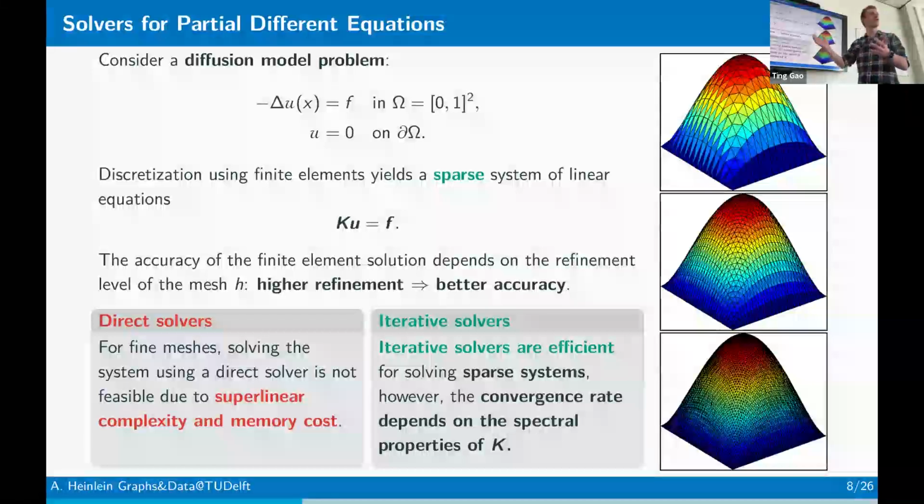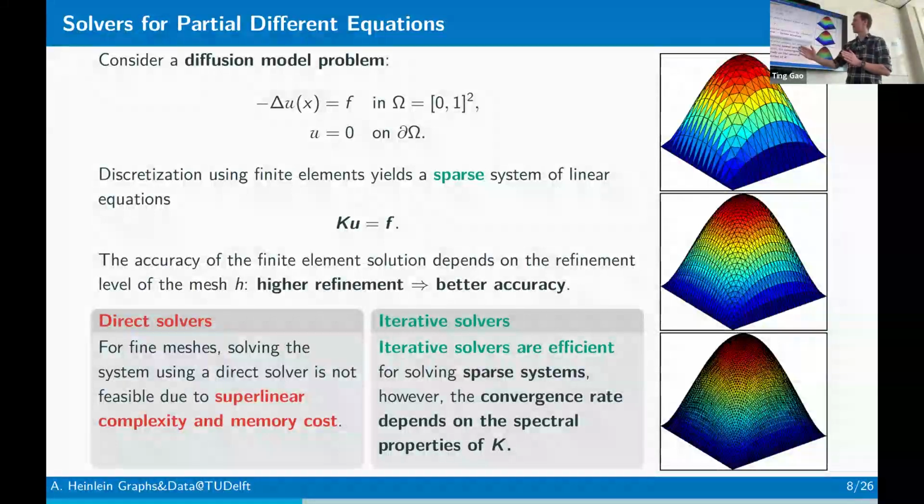And now there's a problem if you solve this like you learned in school, with an LU factorization or Gaussian elimination. The cost grows superlinearly. So if the problem becomes twice as big, you spend more than twice the work. So at some point, you will not be able to do the work anymore.